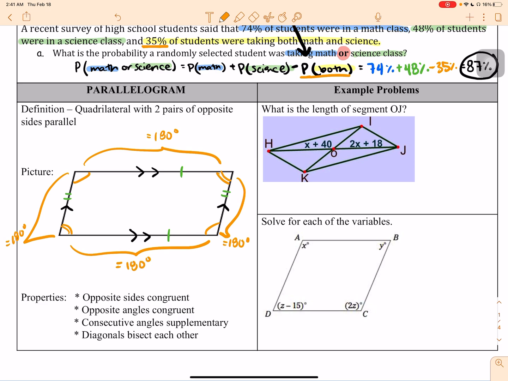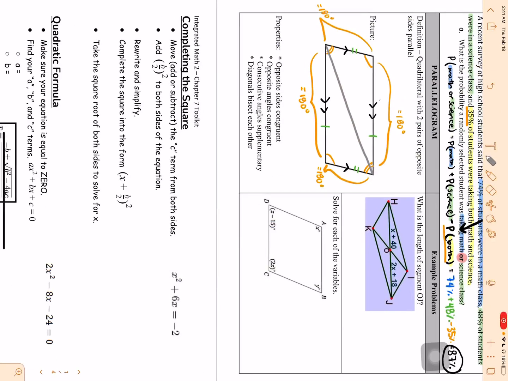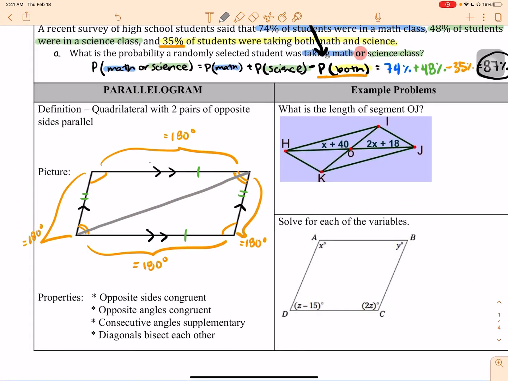Okay, it says diagonals bisect each other, so that means that if I have a diagonal here to here, and here to here, those two diagonals are going to bisect each other, which means they are going to cut each other directly in half. So this side equals this side, and this side equals this side. Okay?